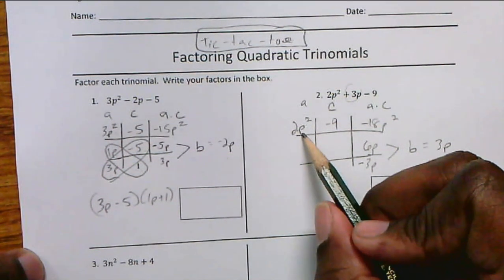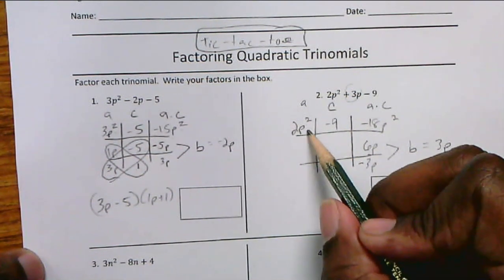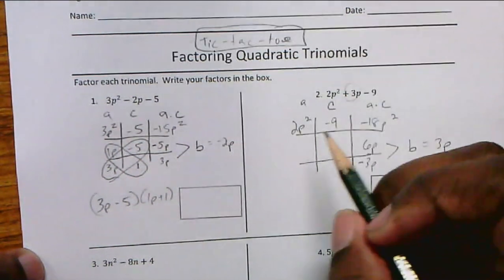Then I have a 2p, so I have to multiply up to it. I have to figure out what gives me 2p squared. Well, that's 2 and 1.